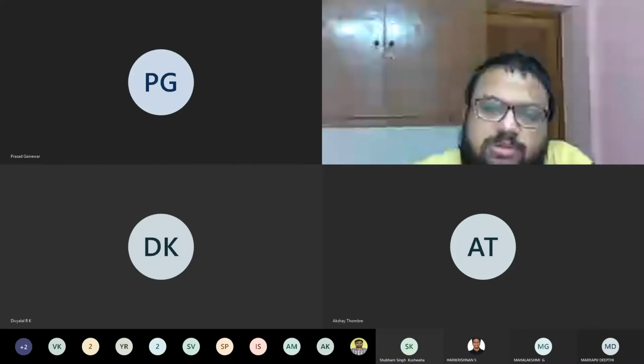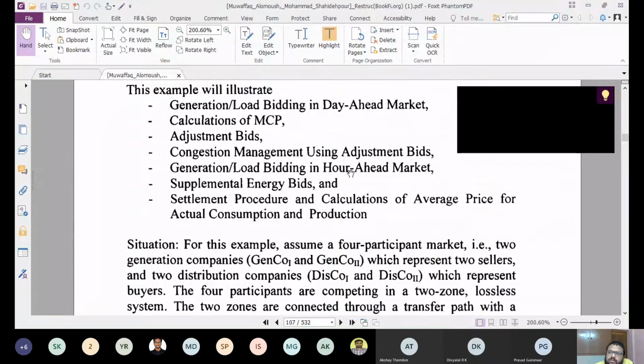Okay, so the following example will illustrate generation and load bidding in day-ahead market. Then the market derives the market clearing price for day-ahead market. Then if there is some congestion in the line, then it has to be relieved. So for that, whether adjustment bids are submitted by the GENCOs or not, that we have to check, and it has to be adjusted accordingly.